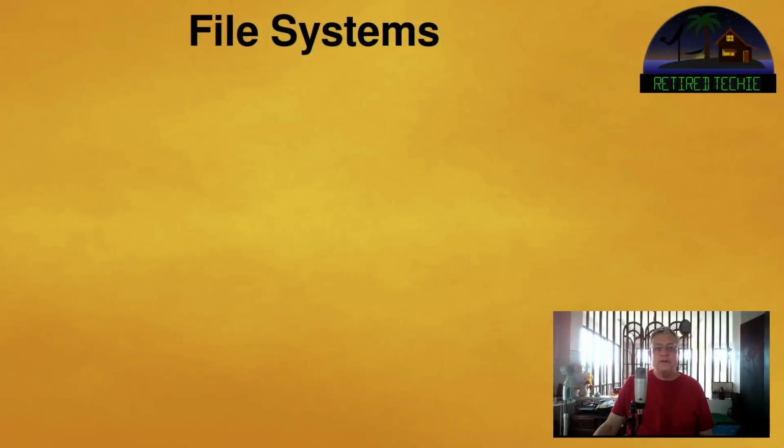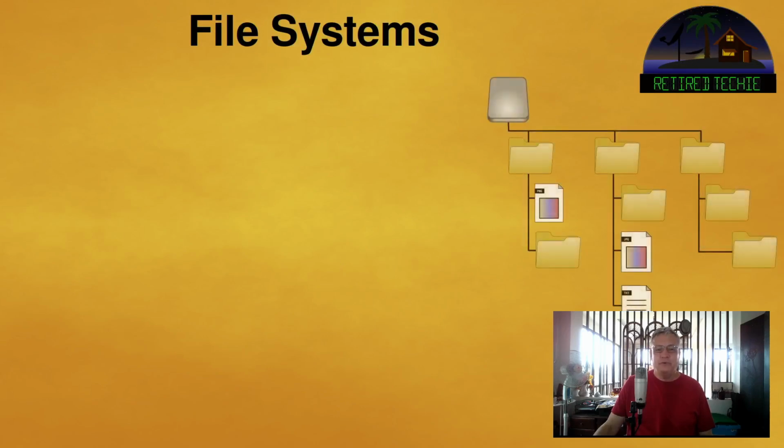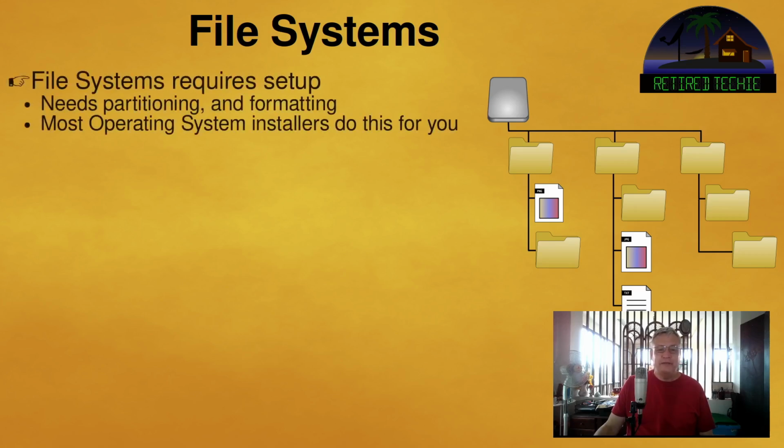Okay, let's talk file systems here. A file system is something on a storage device that allows you to save various folders and files to it. Most file systems require some sort of setup. Generally, if you get a solid state drive or a mechanical hard drive, they've been low-level formatted at the factory. Then all that needs to be done is they need to be partitioned, and then the partition is formatted. Lucky for us, most operating system installers do this for you.